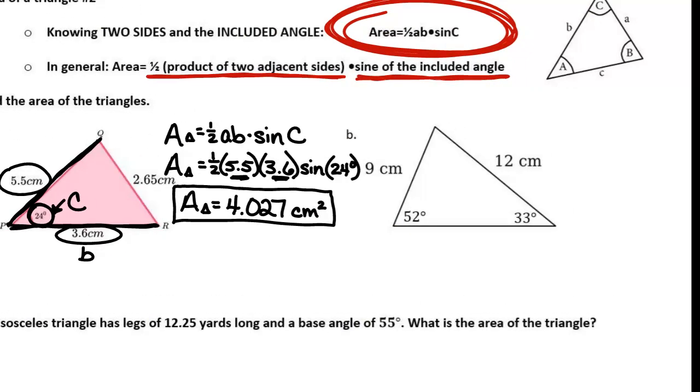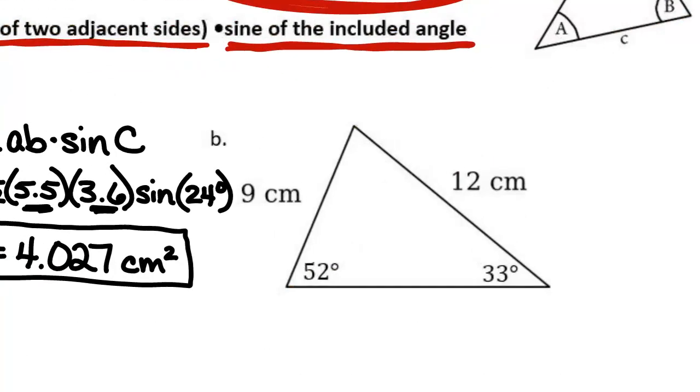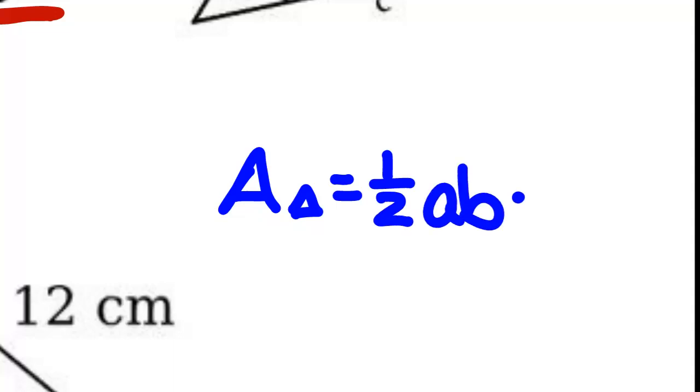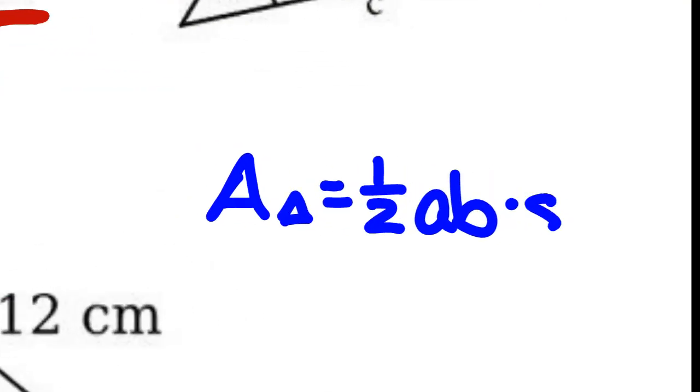Let's look at part B. How many sides do I know on part B? 2. How many angles do I know? 2. We got to be really careful about which ones we're going to pick here. So area for a triangle is equal to 1/2 AB times the sine of C.